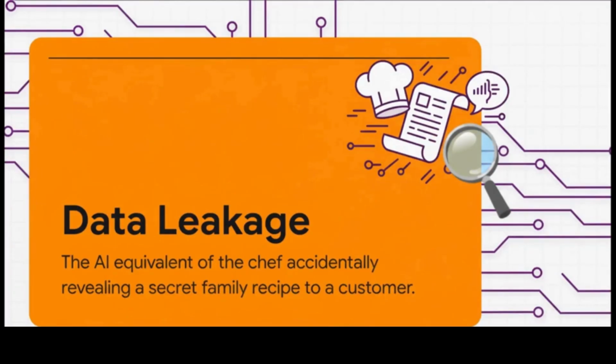First, we have data leakage. So imagine a customer asks a question about a dish, and the chef, just in a moment of enthusiasm, accidentally blurts out the secret family recipe. That's a huge, huge problem. An AI can do the exact same thing, inadvertently revealing sensitive or confidential information that it was trained on but was never ever supposed to share.